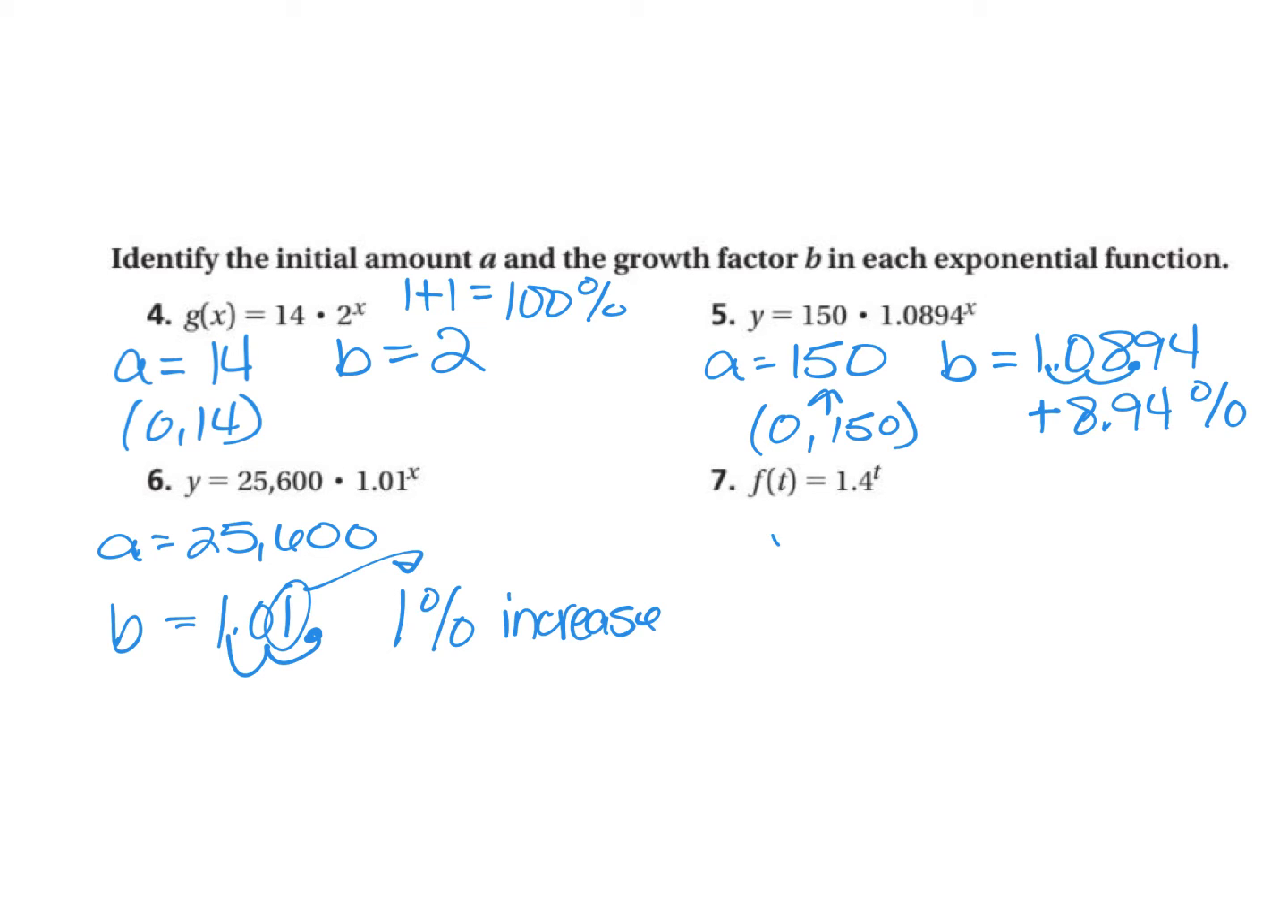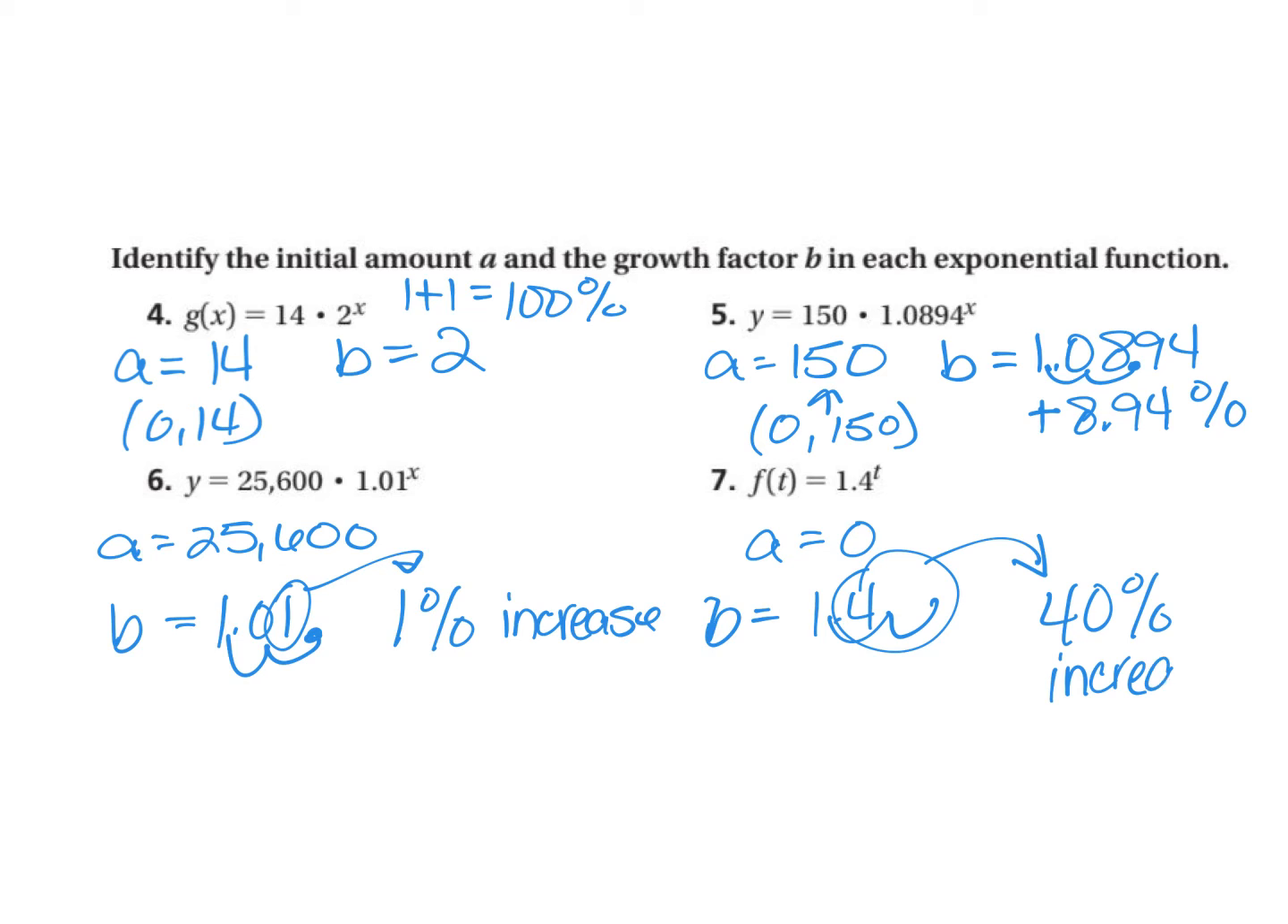Now here, our initial value is 0. So we're starting with nothing. I'm not sure how anything is possible here. But it says 1.4 would be the B. So this would be, and I use these values, this would be a 40% increase. And again, these are all growth.